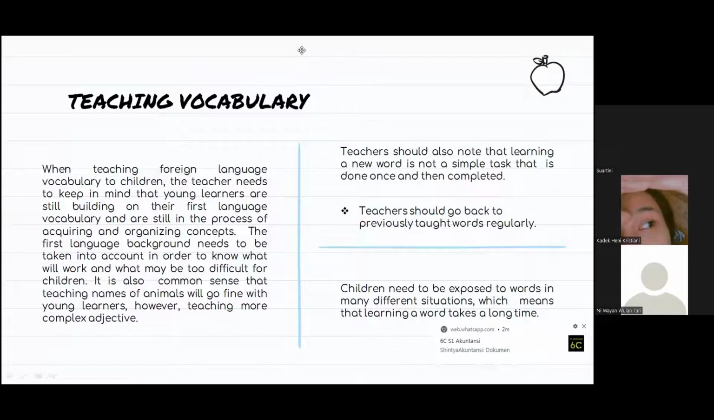Okay, thanks for the time. Next I will continue the material about teaching vocabulary. When teaching foreign language vocabulary to children, the teacher needs to keep in mind that young learners are still building on their first language vocabulary and are still in the process of acquiring and organizing concepts. The first language background needs to be taken into account in order to know what will work and what may be too difficult for children. It is also common sense that teaching names of animals will go fine with young learners. However, teaching more complex adjectives.